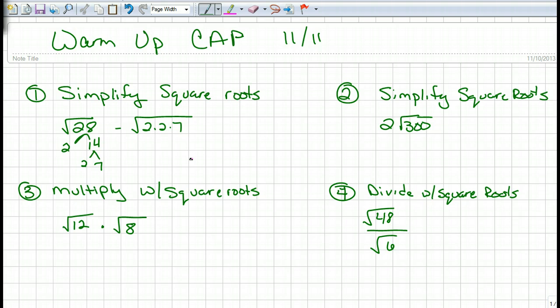Okay, so I'm looking for pairs of prime numbers. I have a pair of 2's, so I can take one of those outside the radical. So this would be 2 square roots of 7. Oops, 7, not 6. Okay? So that's the answer to the first one.